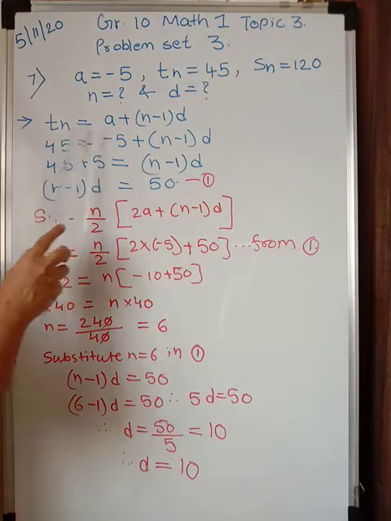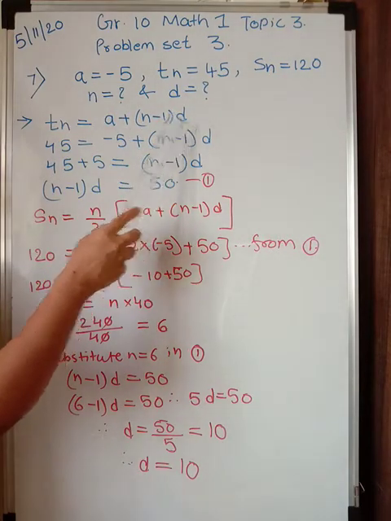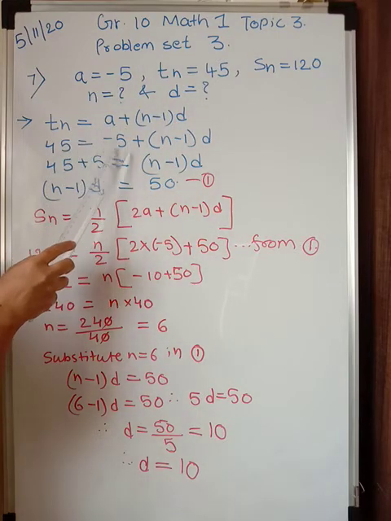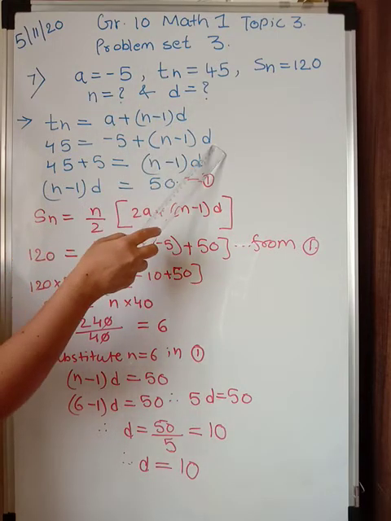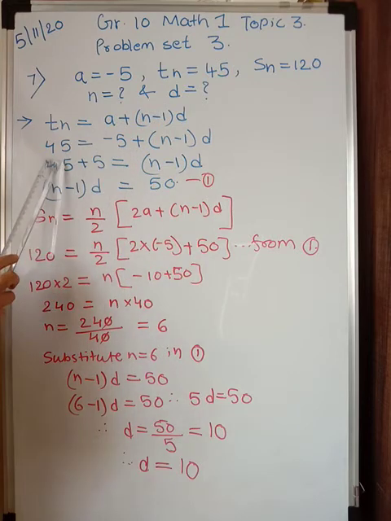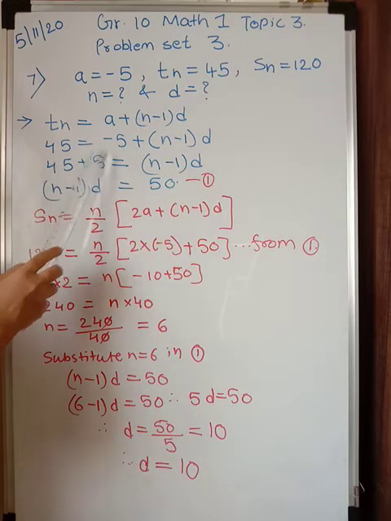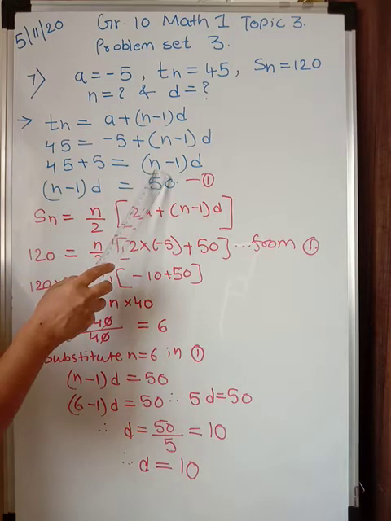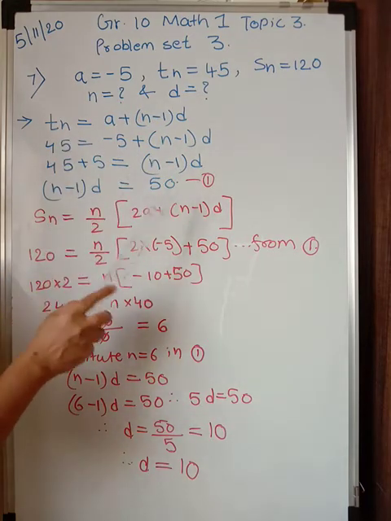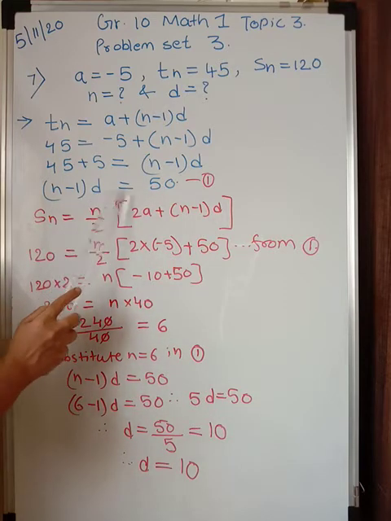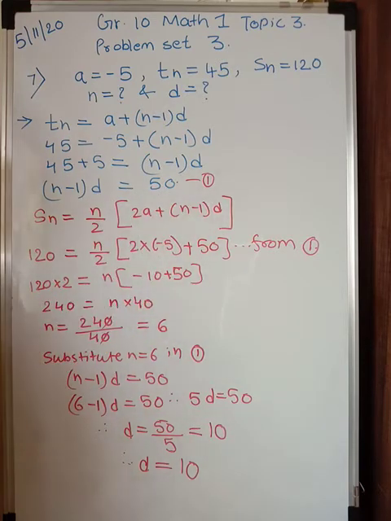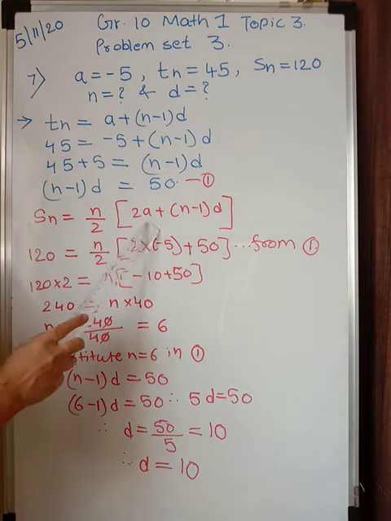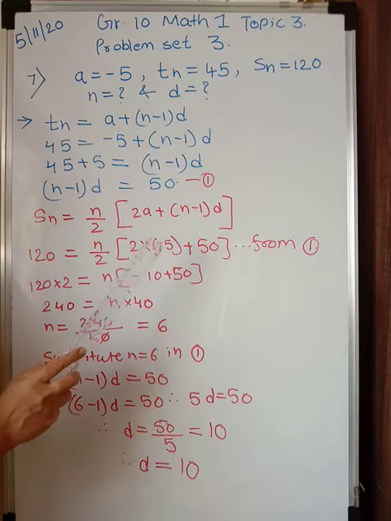We have written Tn is equal to A plus n minus 1 into D. Substitute. Tn is how much? 45. 45 is equal to minus 5 plus n minus 1 into D. Now this 5, when it is shifted to the left hand side, becomes plus 5. So 45 plus 5 is 50, which is equal to n minus 1 into D. So n minus 1 into D is equal to 50. That is your first equation. Now use the formula for Sn. Sn is n by 2 in bracket 2a plus n minus 1 into D.